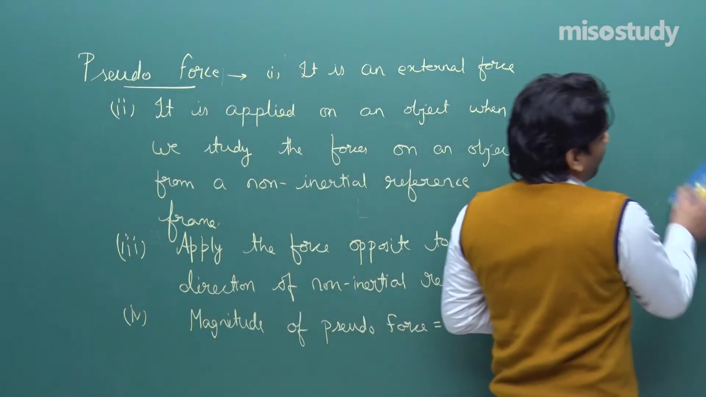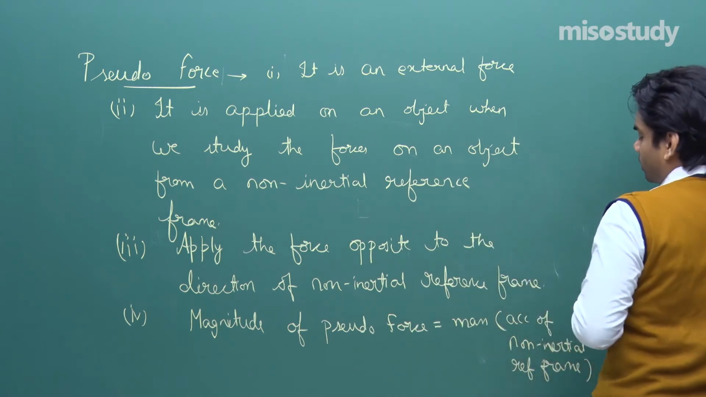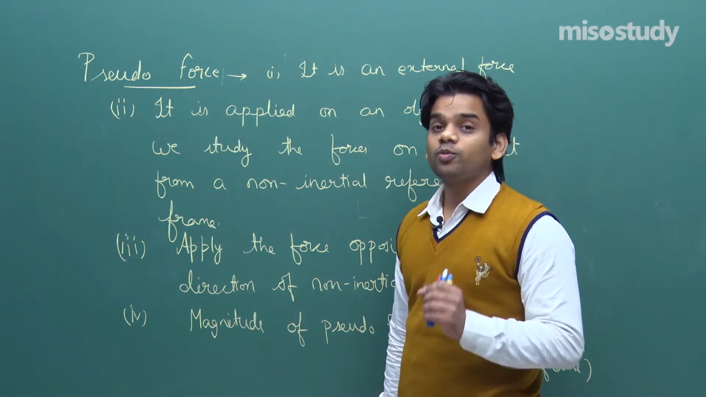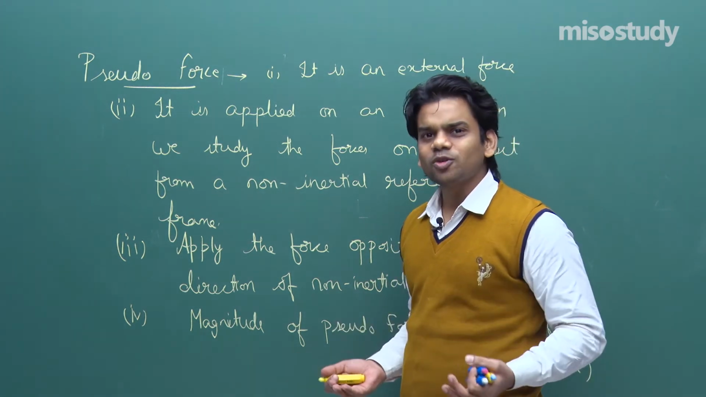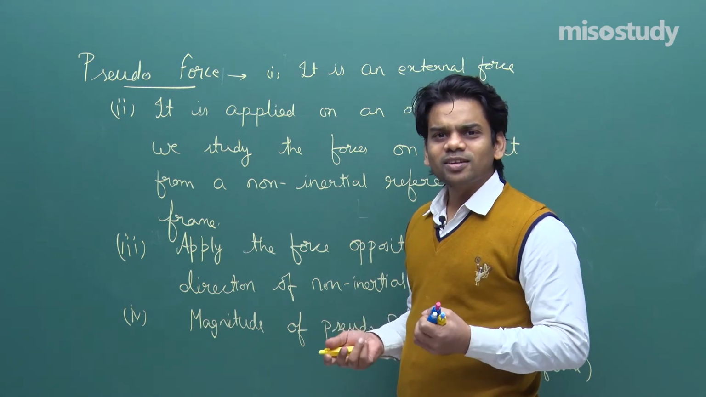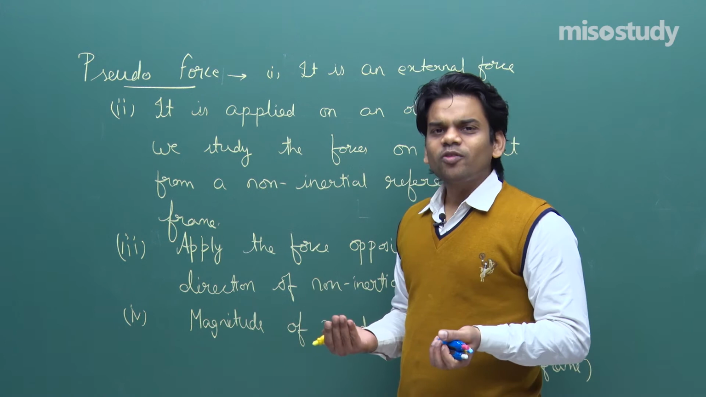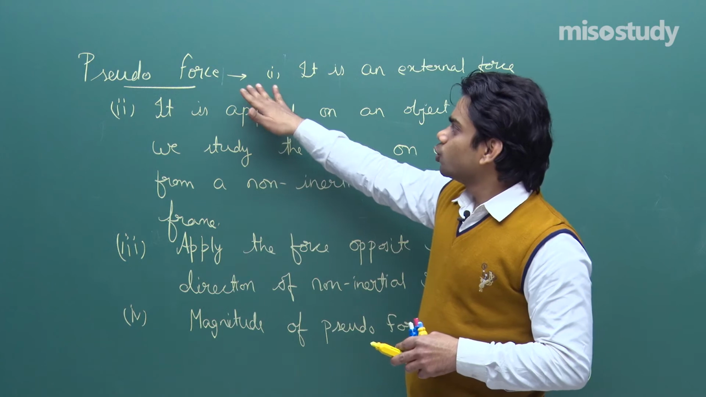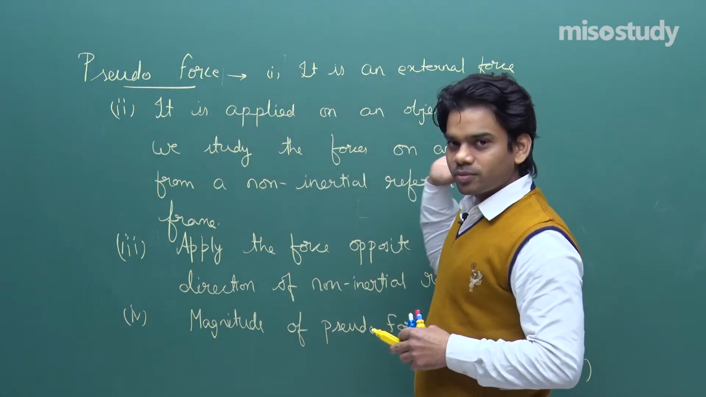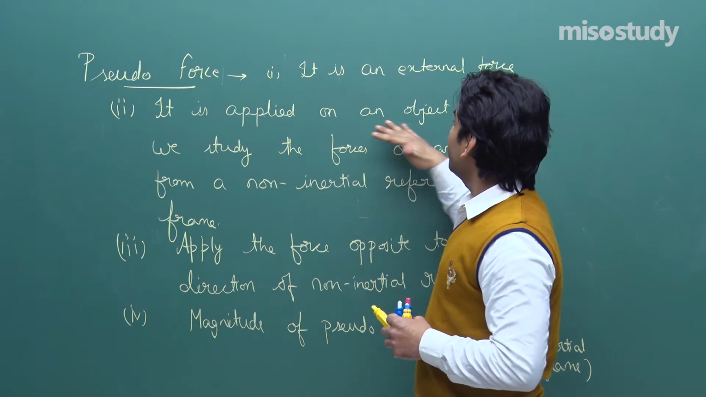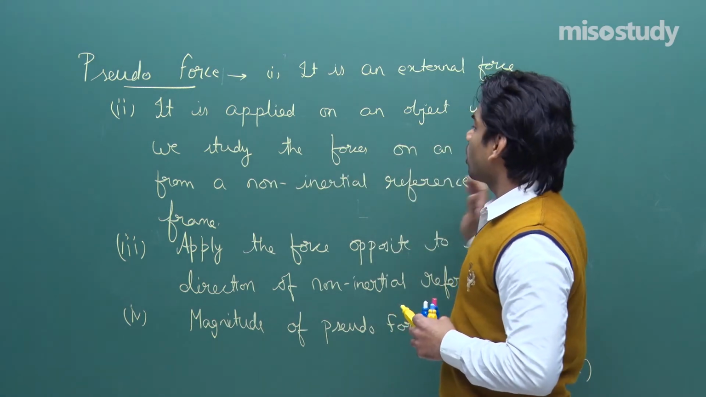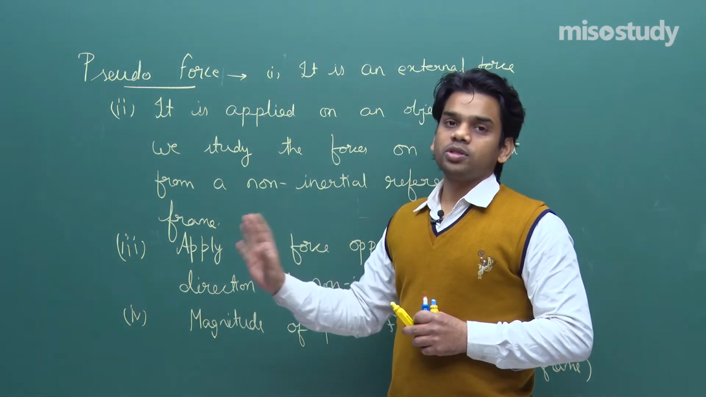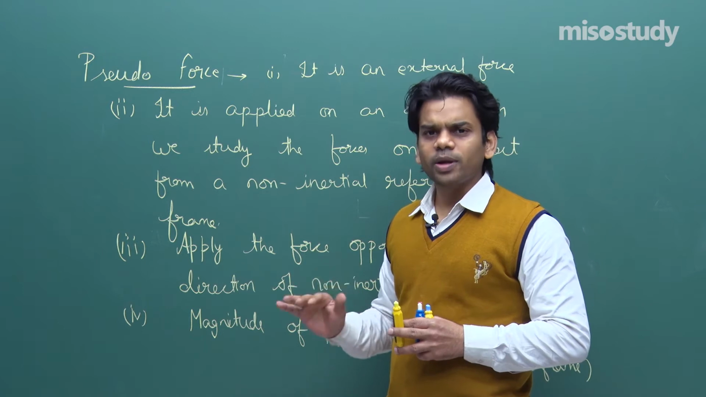I'll give a quick recap of the points we need to consider. Pseudo force: first of all, remember when we have to apply it. The requirement only begins when we are studying the motion from a non-inertial reference frame, meaning the frame is accelerated. First point, it is an external force you are going to apply. Second, it is applied on an object when we study the forces on the object from a non-inertial reference frame. So you apply pseudo force only when you study the motion of an object or the forces acting on it from a non-inertial reference frame.